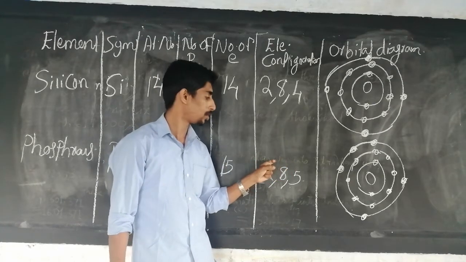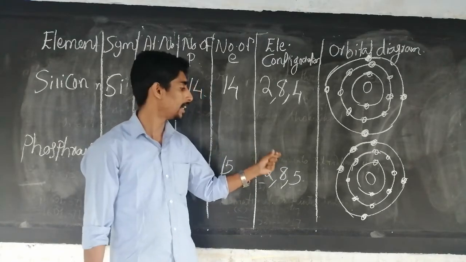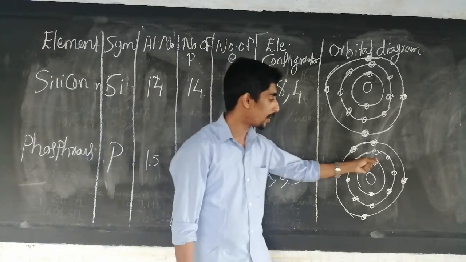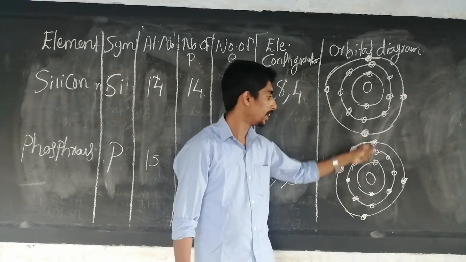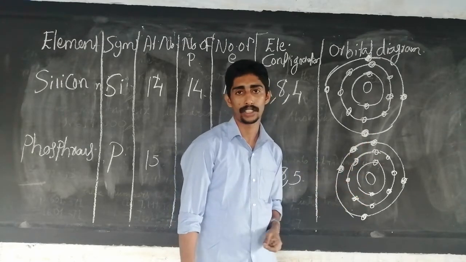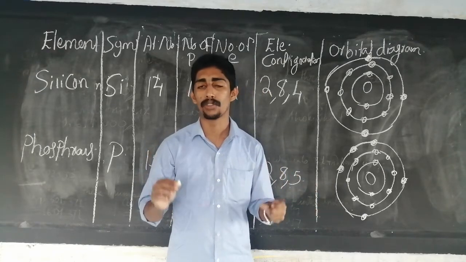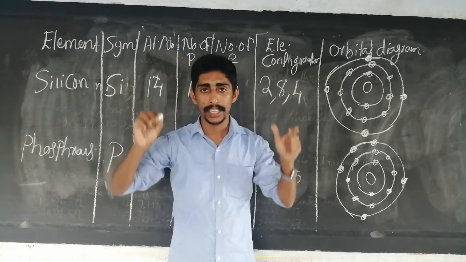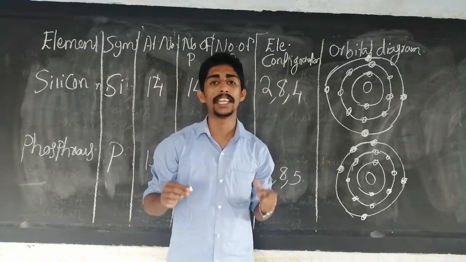Okay. So 2 electrons are in the first shell, 8 electrons are in the second shell, and 5 electrons are in the third shell. So you can see first shell 2 electrons, second shell 8 electrons, third shell 5 electrons. So what you want to do? You take one copy and write it again and again in your copy and learn it. Okay, thank you.